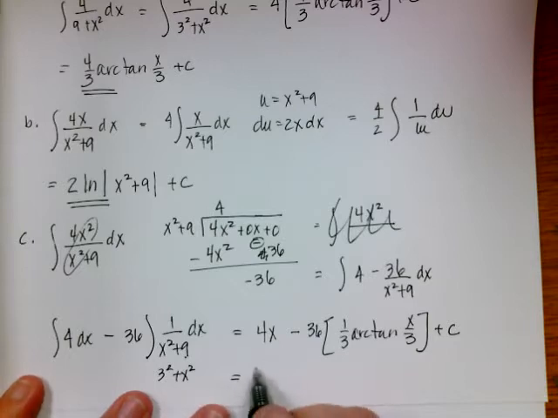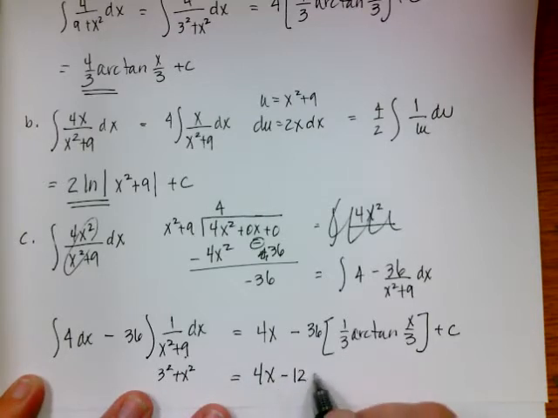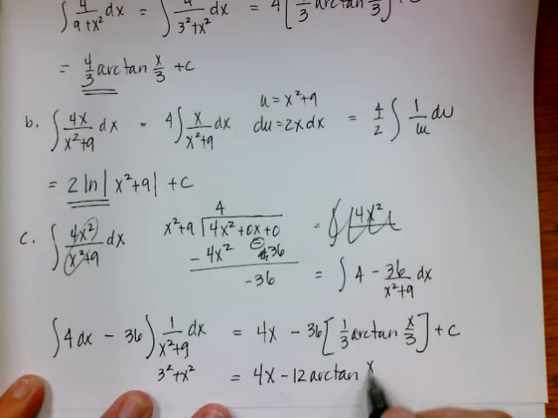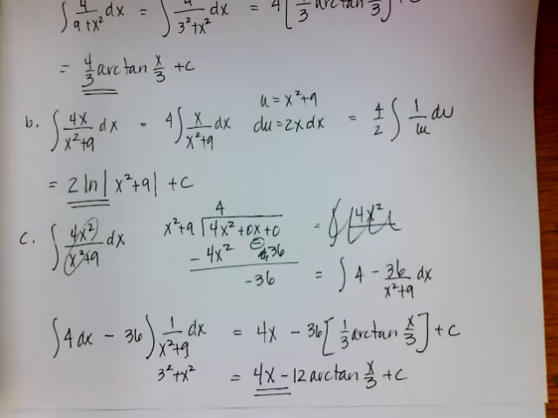Simplify it a little bit more, and I get 4x minus 12 arctangent x over 3 plus c. And this one's done. Woohoo!